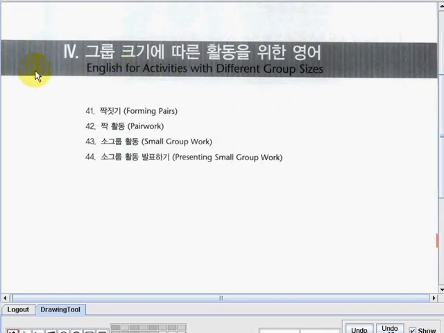Okay, so this is page 126, and as you can see, we're already on the fourth part of our book. The topic is English for activities with different group sizes. Again, English for activities with different group sizes. We have here lesson number 41. The topic is forming pairs. Number 42 is pair work. 43 is small group work. And 44 is presenting small group work. So that's the fourth part of our book topic. Now let's start our discussion with lesson number 41.